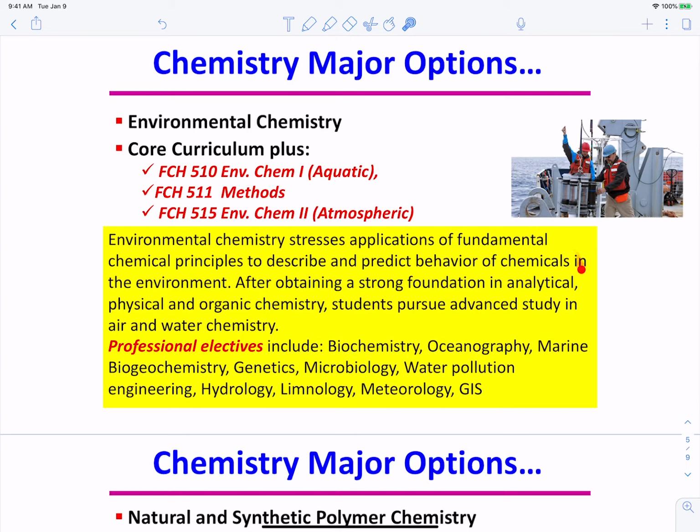All of these professional elective courses are offered either in the chemistry department or many other departments, and they're typically 300 level or above. You would work with your advisor to determine which one or several of these professional elective classes would fit into your curriculum. But in order to focus on environmental chemistry, these are the three core courses that you would take.